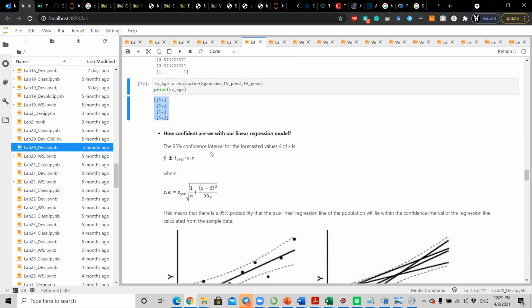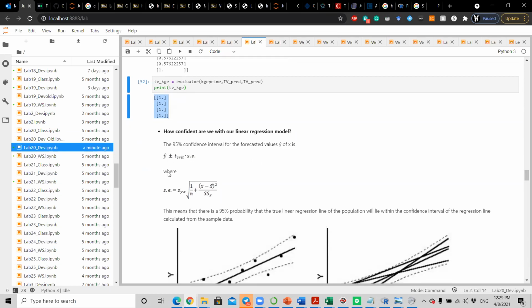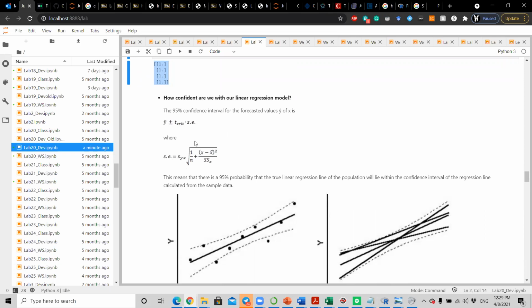The 95% confidence interval for the forecasted value of y of x is calculated like this. The estimated value plus or minus a number. That's your confidence interval. Do you remember what we used to call this bandwidth before? Margin of error. Yes, thank you very much. The margin of error. Now, we are saying that we can calculate this SE with this formula.